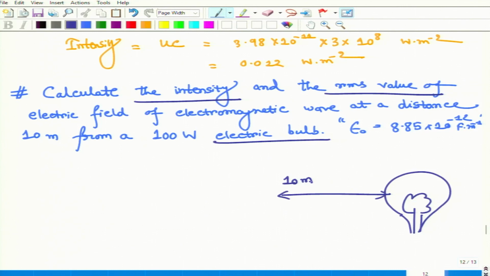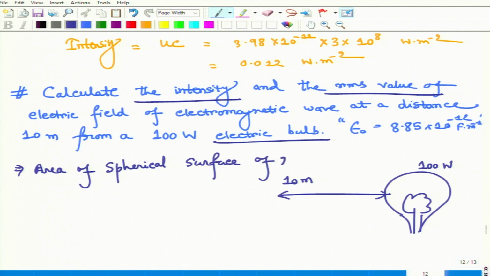The light is emitting, and light is essentially electromagnetic wave. So they want to mean that, and the power of the electric bulb is 100 watt. That means per second 100 joule of energy is emitting. Okay, the energy is given. So now we have to first evaluate the area, then we have to multiply the energy. Let's say at 10 meter, the area of a spherical surface of radius 10 meter.